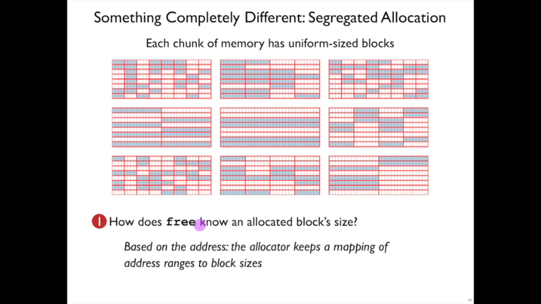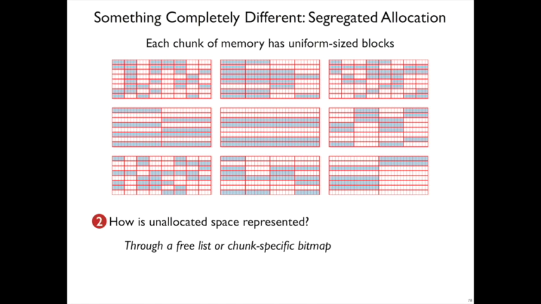How does free know an allocated block size? It's based on the chunk that it resides in, and maybe there's a mapping from chunk addresses to sizes, or maybe these chunks are powers of 2, and so you just strip off enough bits so that you find the beginning of the chunk, and it tells you at the beginning of the chunk information about the size of all blocks on that page.